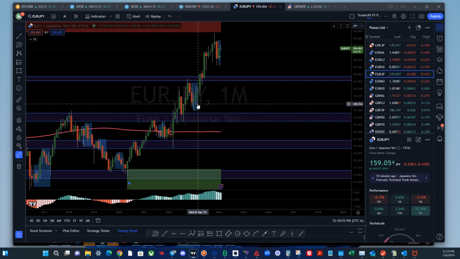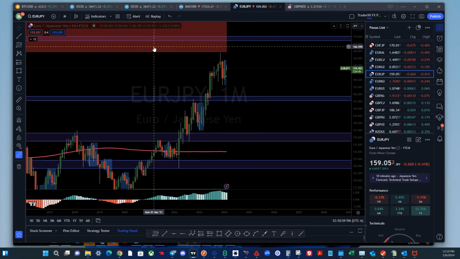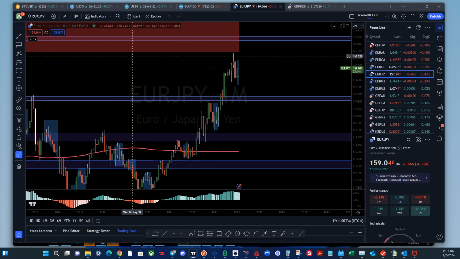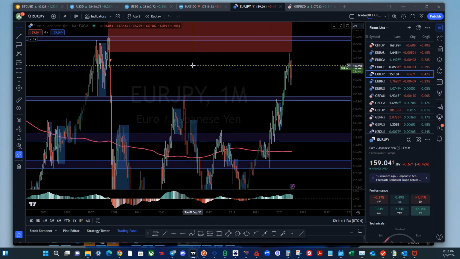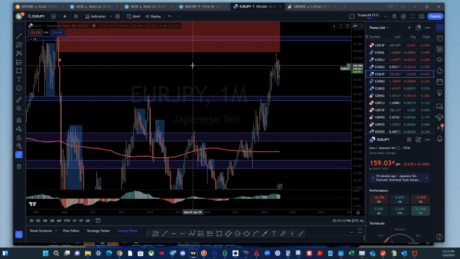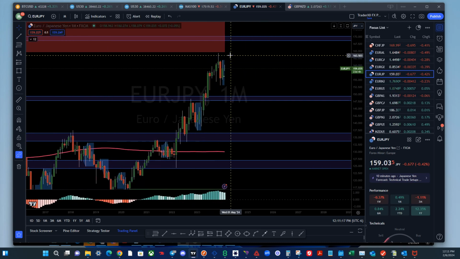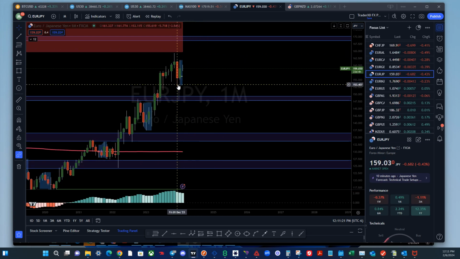Down, up, down, up, down. Now it's nearing my supply zone up here, and that supply zone is an area of resistance. Over here to the left is the peak area. It's not the absolute highs where it was back in the 2008, 2009 range. So we're working between here and here.